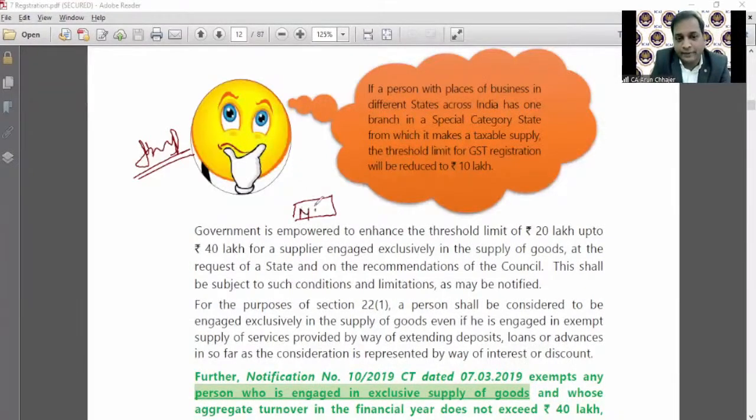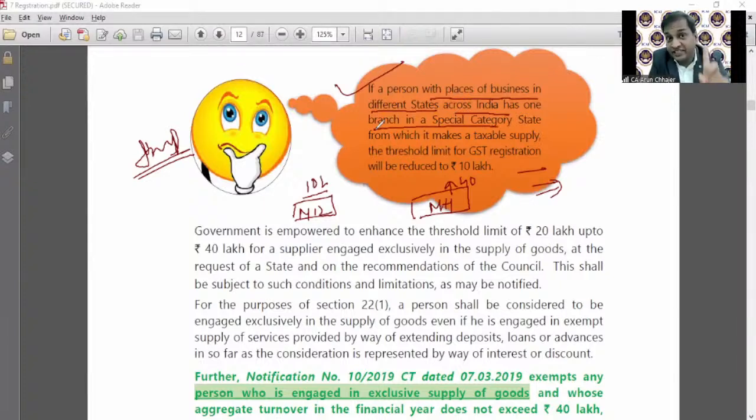Fine. Suppose I am doing the business in Mizoram and I am also doing the business in Maharashtra. For Mizoram, the limit is 10 lakh. For Maharashtra, the limit is 40 lakh. Correct? If a person with places of business in different states across India has one branch in a special category state from which he makes taxable supplies, mark this important, then the limit would be reduced to 10 lakh rupees. Are you satisfied with this point?